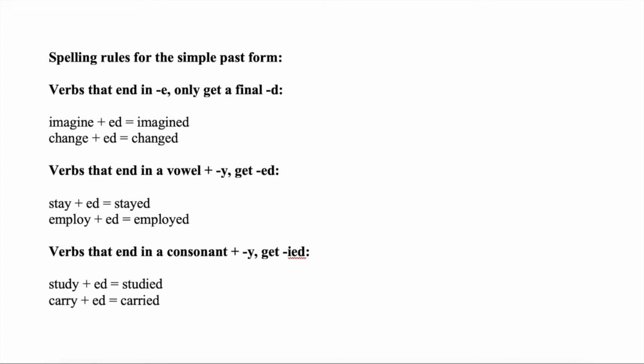On to spelling rules for the simple past form. Verbs that end in E only get a final D. Like imagine plus ed, you only get one E and then a D. Change, changed. Verbs that end in a vowel plus Y get ed, like stay, there's a vowel before Y, you get the ed and the spelling doesn't change. Stayed, employ, employed. Verbs that end in a consonant plus Y, on the other hand, get IED, like study ends in D, Y. You change the Y to I, studied. Carry, carried.